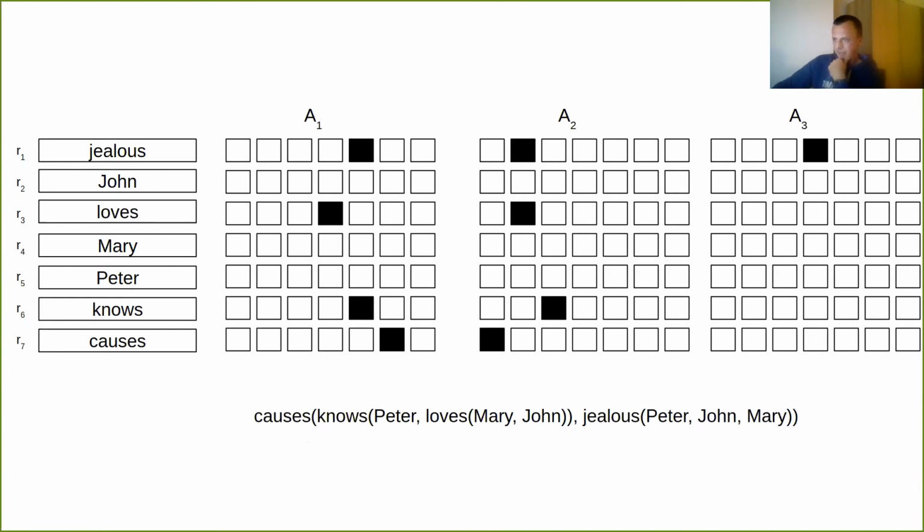The fact that Peter knows that Mary loves John causes Peter to be jealous of Mary because of John, something like that. So in order to represent this complex relational structure, you need 7 slots. And because jealous here is a relation with 3 arguments, we need 3 binding matrices. So we can only represent this if you have 3 binding matrices. Of course, one can argue whether jealous is a 2-argument or 3-argument relation, a binary or ternary relation.